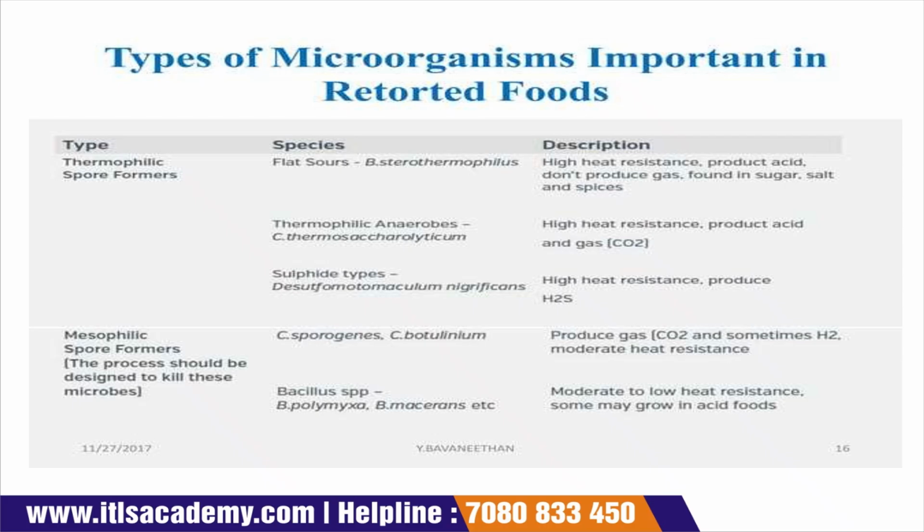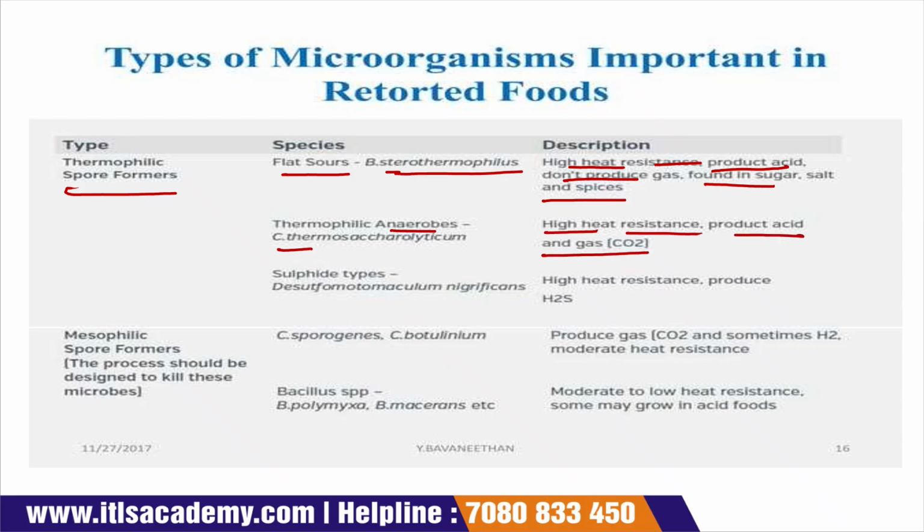Now, types of microorganisms important in retorted food. The first column is the type of microorganism, then their species, then their description. First are the thermophilic spore formers, the flat sours, like Bacillus stearothermophilus: highly heat resistant, produce acid but don't produce gas, found in sugar, salt, and spices. Next are the thermophilic anaerobes, Clostridium thermosaccharolyticum: highly heat resistant, produce acid and gas.